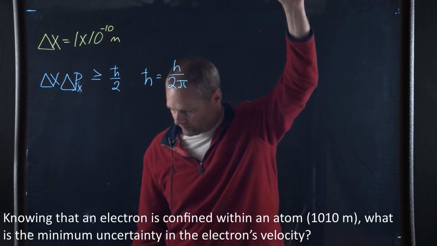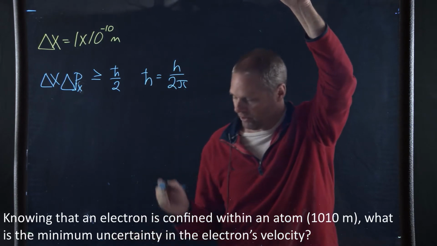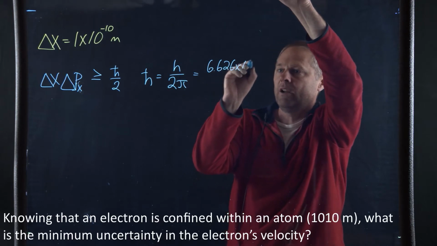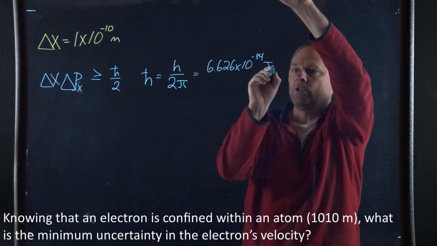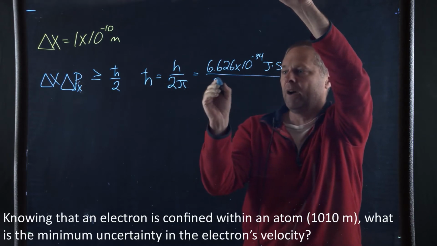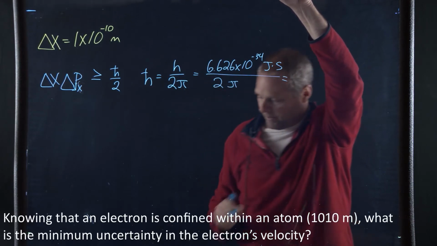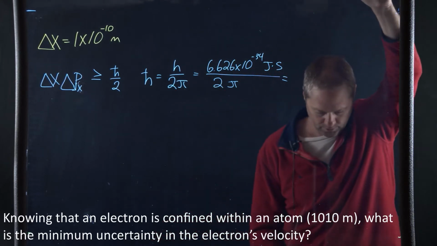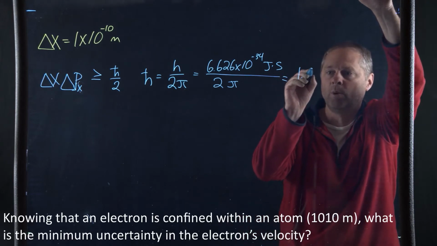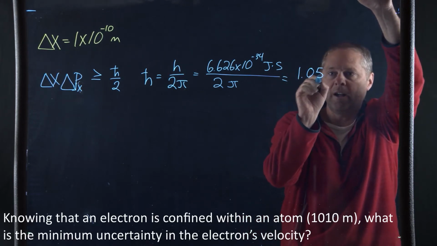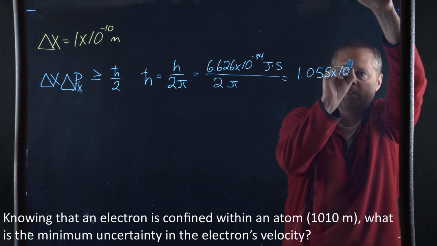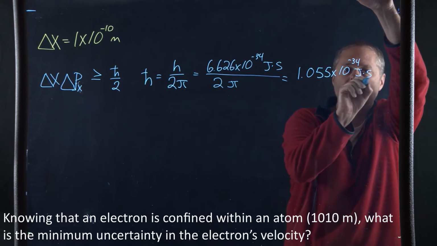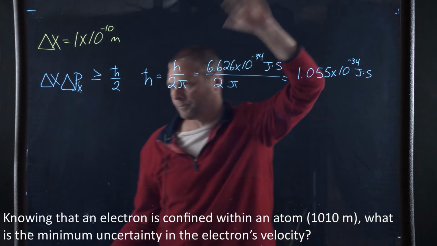If we calculate that value, that's going to be equal to 6.626 times 10 to the negative 34 joule second divided by 2 pi, and that value is equal to 1.055 times 10 to the negative 34 joule second.